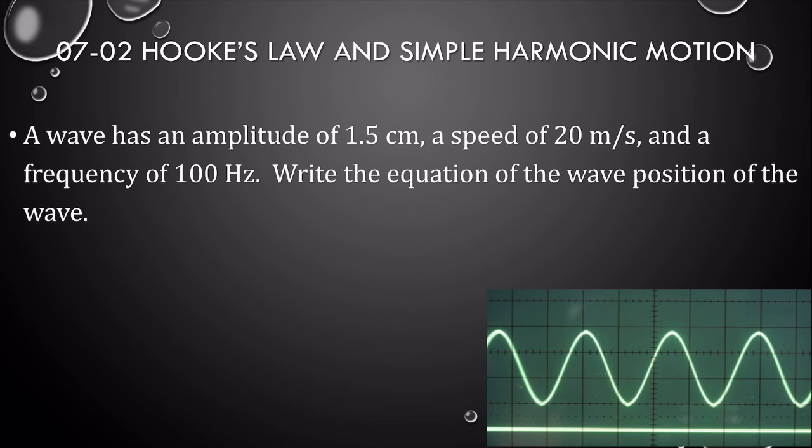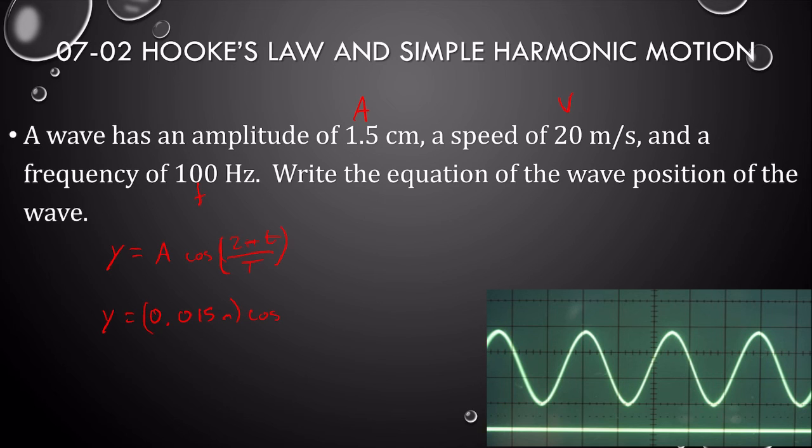Let's say a wave has an amplitude of 1.5 centimeters and a speed of 20 meters per second and a frequency of 100 hertz. Write the equation of the position of the wave. Alright, well, we have y equals A cosine of 2 pi t over T. The amplitude's easy. You could leave it in centimeters. I'll just change it to meters, so that's your amplitude.